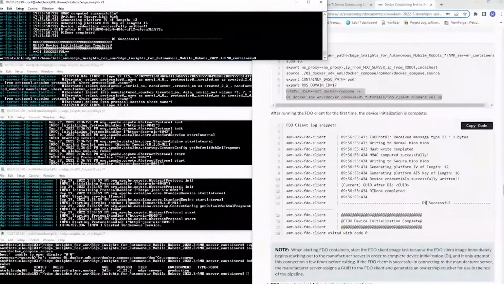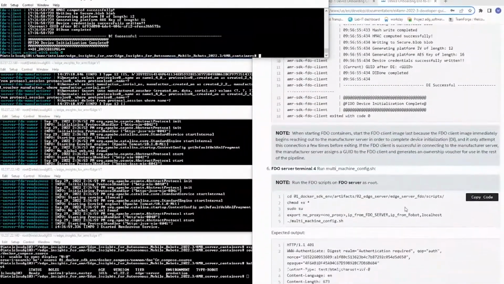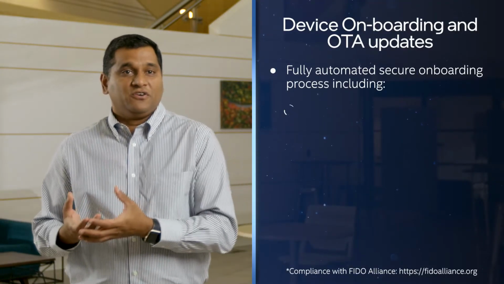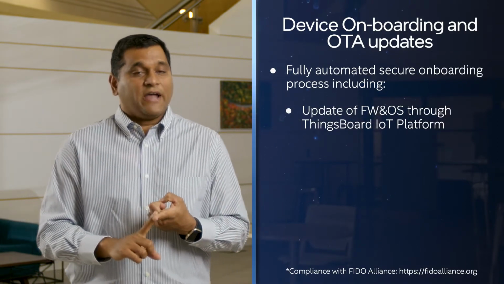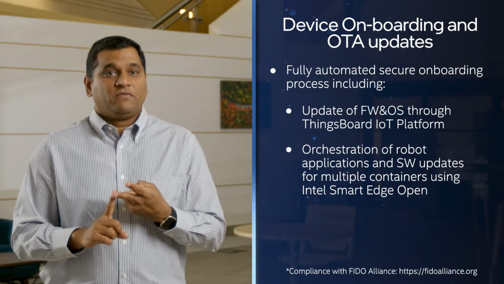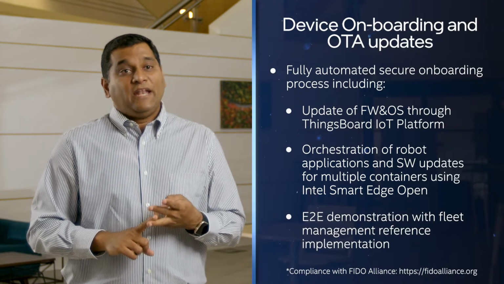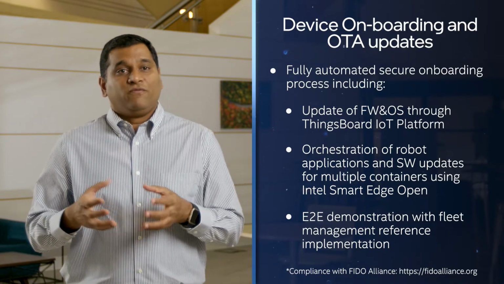Moving on to the secure device onboarding and over-the-air updates. This feature is based on open standard fidoalliance.org. It contains a fully automated secure device onboarding process together with the features such as the update of firmware and operating system through the ThingsBoard IoT platform, orchestration of robot applications, and software updates for multiple containers using the Intel Smart Edge Open, and end-to-end demonstration of this automated device onboard functionality with fleet management reference implementation.